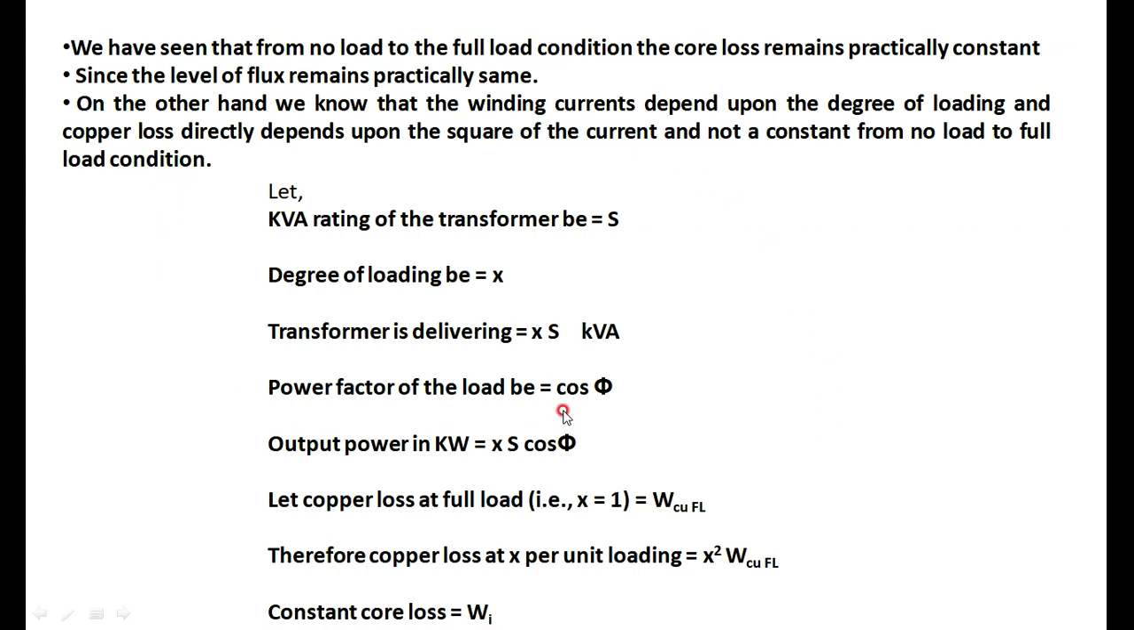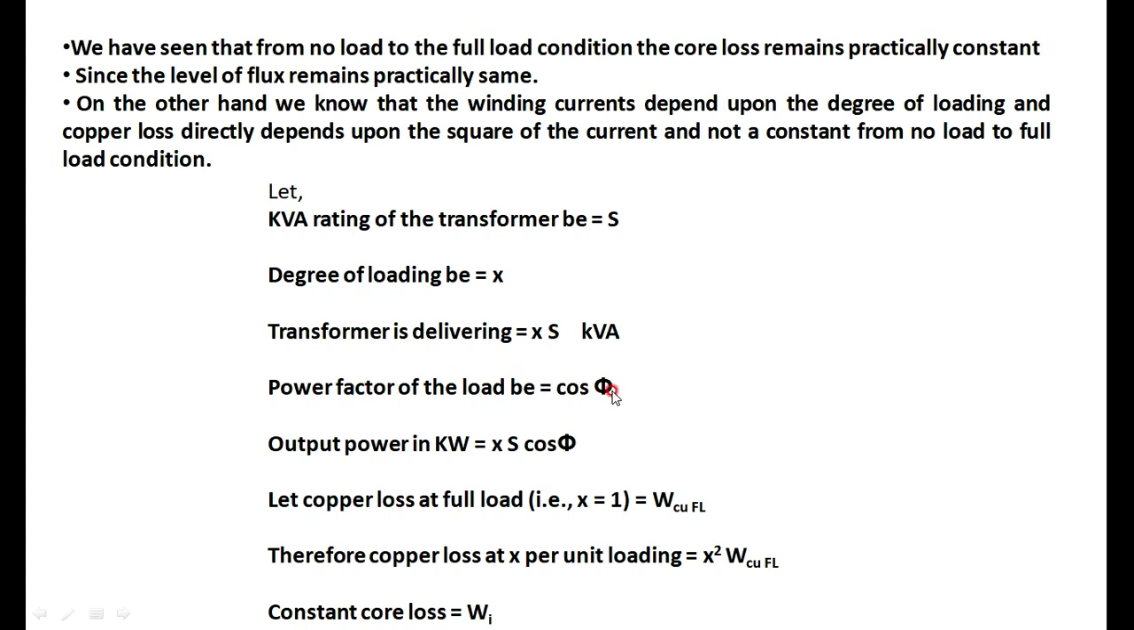Then there is also the equation for the efficiency of the transformer. We have seen that from no load to full load condition, the core loss remains constant. However, the copper losses vary as the load varies. Also, in the last session I told you that a transformer is rated in terms of kilovolt amperes, or a bigger unit, megavolt ampere, represented by S. Now I am considering kVA. The degree of loading, whether it is full load, half load or 3/4 load, is represented by a letter X. X determines the loading factor. Then the kVA delivered by the transformer at any given point of time is X times S. That is, the kVA output of a transformer at any given load X is X into S.